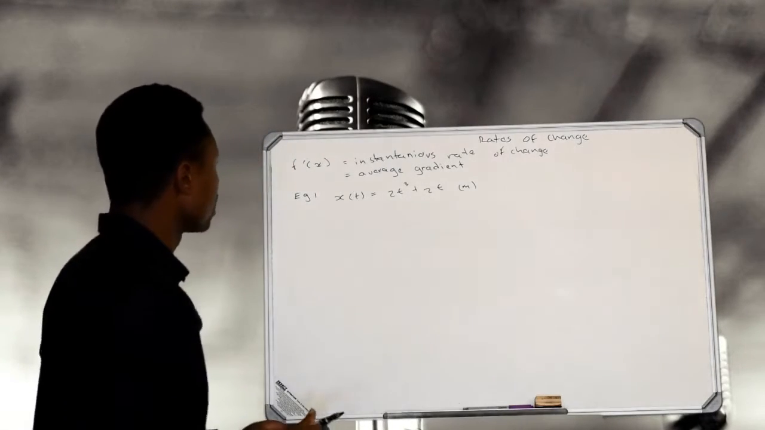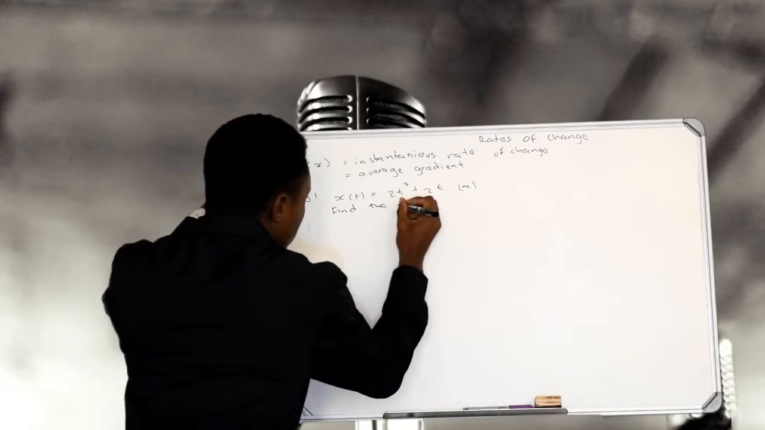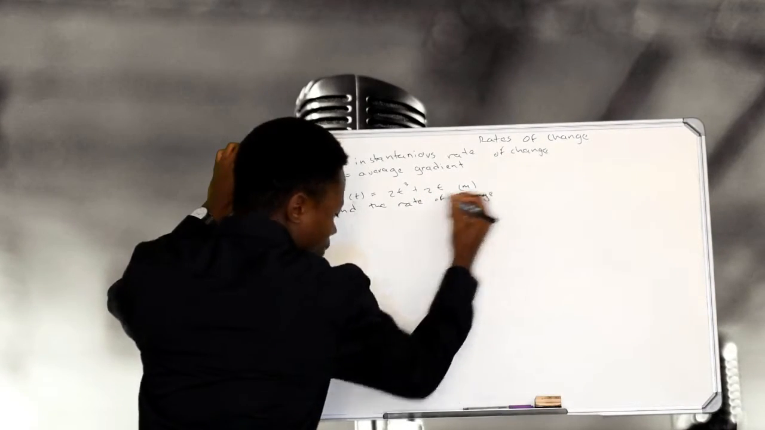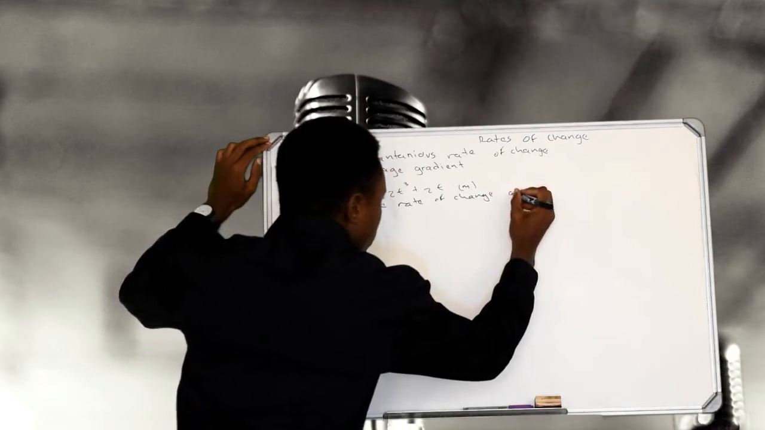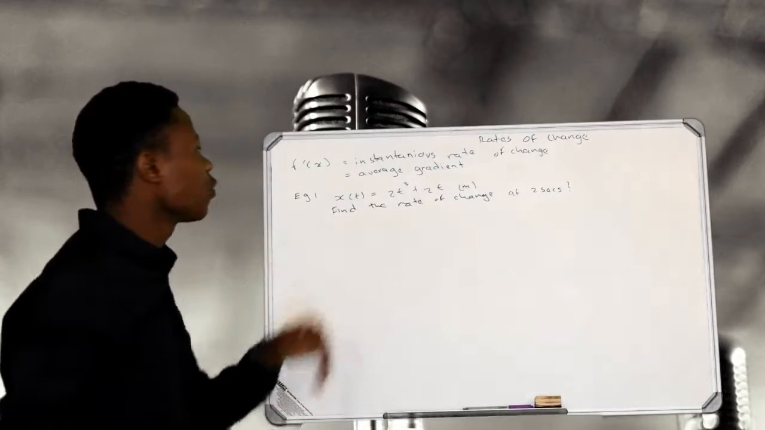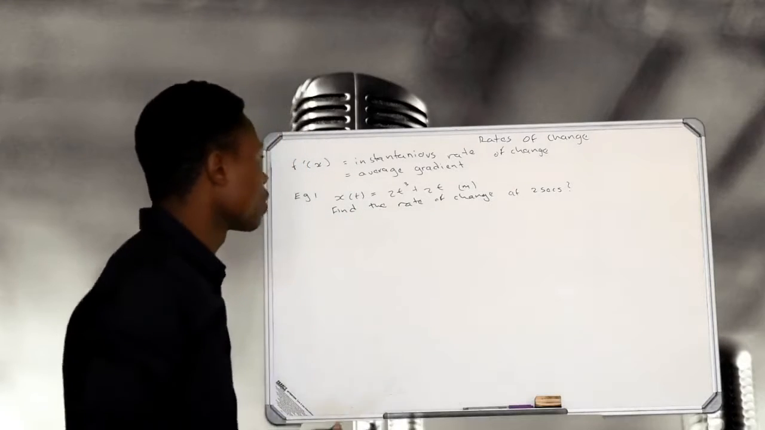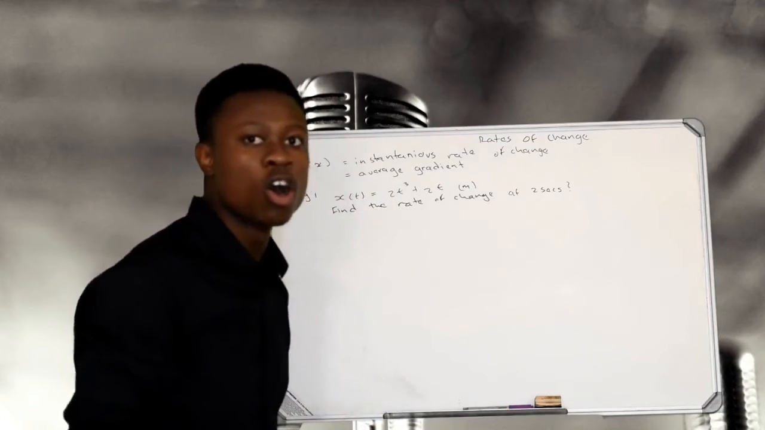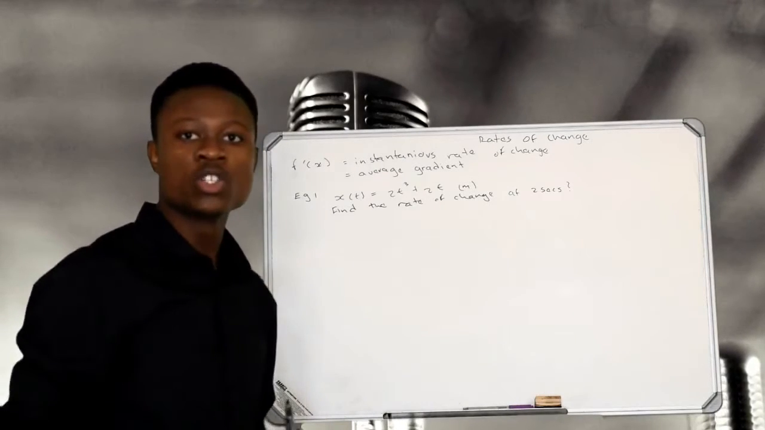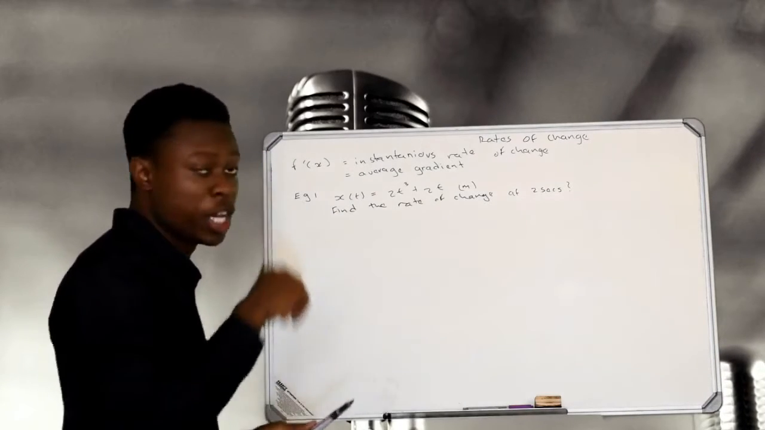So now the question says, find the rate of change at 2 seconds. So we want to find the rate of change at 2 seconds of this person walking or in a car or whatever direction that they're moving in, right? That's what we want to find. Right now we only need to find the value of the instantaneous rate of change, right?